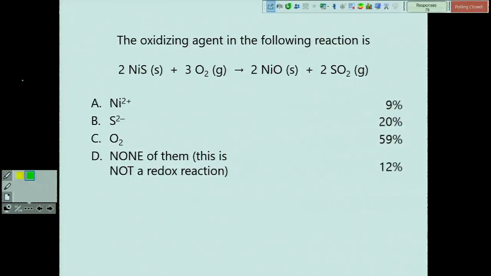That reacts with oxygen. That then produces nickel 2 plus, again, with, I'm missing a 2 here. And then plus SO2. I'm going to put it here. Yes? So, what can you say about nickel 2?